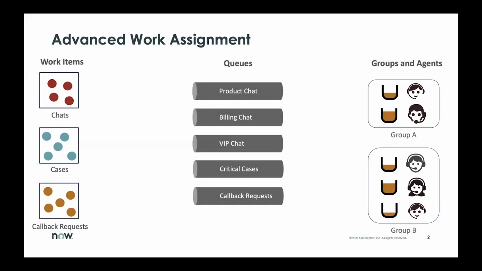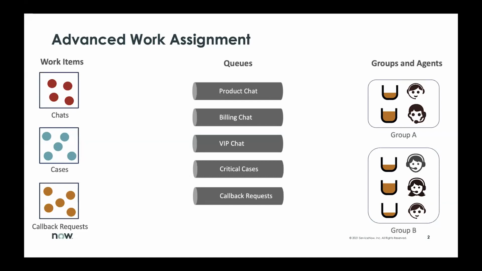This is how advanced work assignment works today. You have different types of work items within your organization. Some of them are real-time conversations like chat. Some are tasks or issues like cases, and there could be other requests which are all waiting to be assigned. Then you have a set of queues which act as a holding tank and throttle work to your agents. On the other end, you have the agents who have some work in their bucket, and they also have some spare capacity to take up more work.